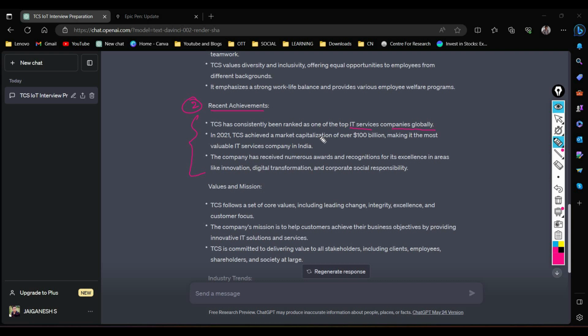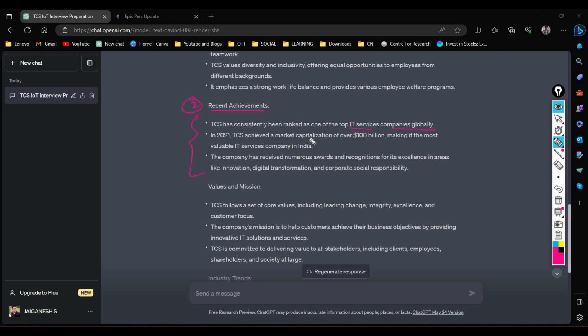You can align your answers when the question is asked, like, why do you want to join TCS? When the question is like that, you can always say that based on my research, TCS has consistently been ranked as one of the top IT services companies, and that makes me want to work in TCS.